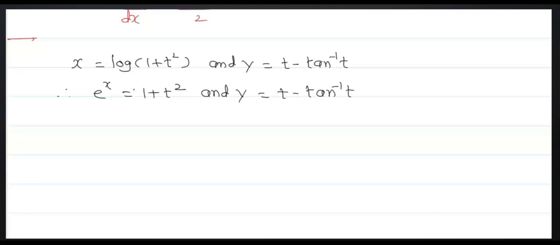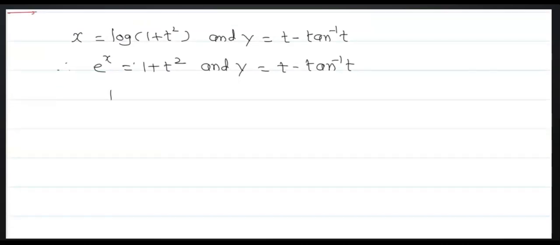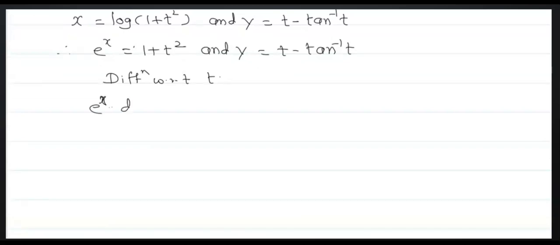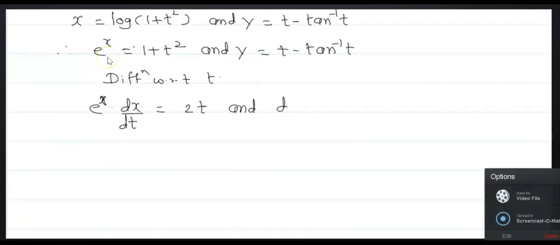Also we will convert this first in terms of the exponential power. That is e raised to x is equal to 1 plus t square. Now differentiate this. The derivative of e raised to x is e raised to x into dx upon dt. Derivative of 1 is 0, t square is 2t. Now dy by dt: derivative of t is 1, tan inverse of t is 1 upon 1 plus t square.